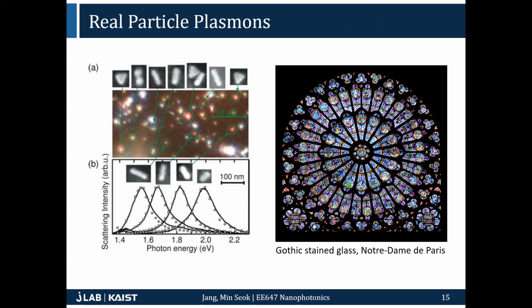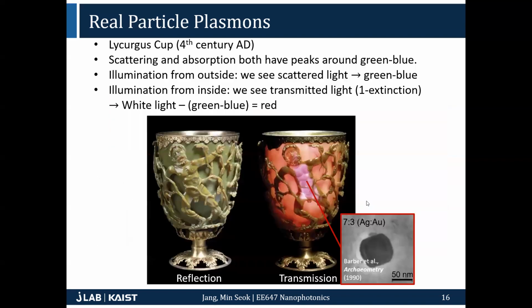If you look at real particle plasmonics, depending on the size and the shape of metallic nanoparticles, they have many different colors. You can see here red, and then there's also green, yellow, and all colors are possible depending on the size and the shape of the metallic nanoparticle. By using that, you can create what is called stained glass. Each piece of glass has small metallic nanoparticles so that they have their specific color. And I already talked about this. This is called the Lycurgus cup, a Roman artifact from the 4th century.